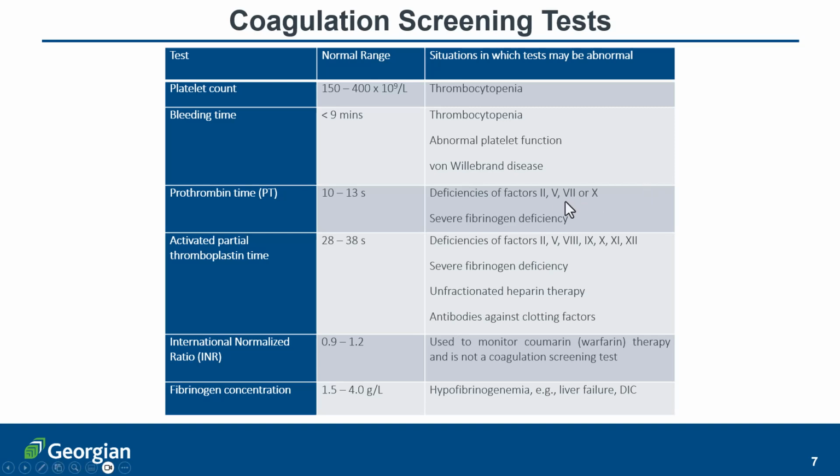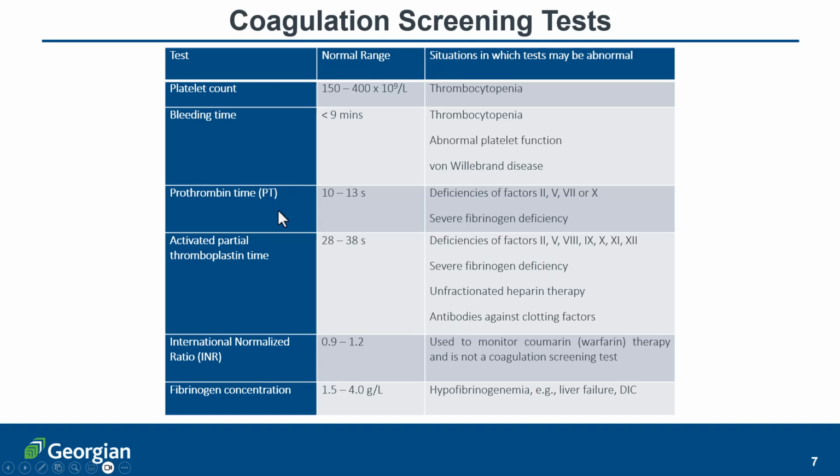The T stands for tennis, which is played outside, and hence is used to evaluate the extrinsic pathway. Factor 7 is part of the extrinsic pathway. Factor 2, which is fibrinogen, 5, and 10 are all part of the common pathway, but factor 7, as well as factor 12 really, are part of the extrinsic pathway, and that's why you use the prothrombin time, or the PT time, where T stands for tennis.